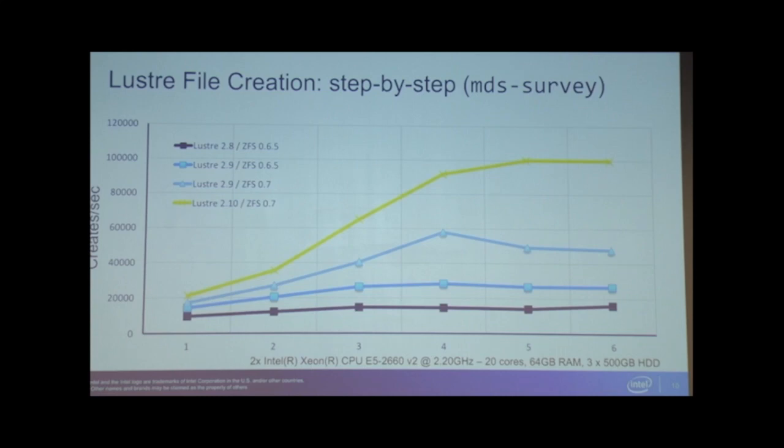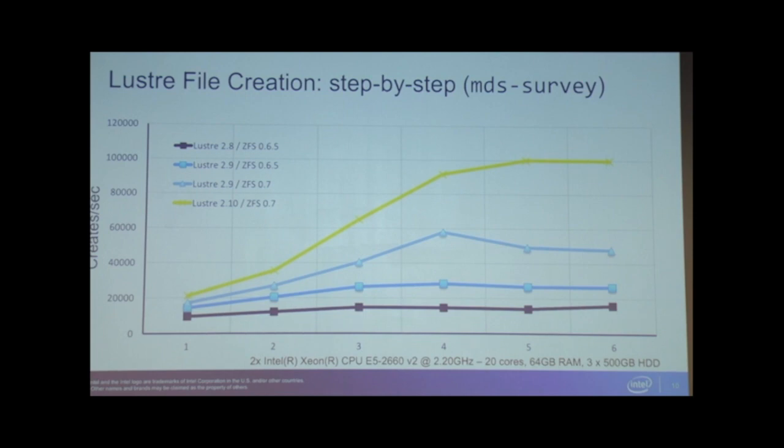It's worth mentioning that this is done with MDS survey, so this is only on the server side generating a metadata load. It's not running with all the clients, because the guy who's doing the testing didn't have enough clients to saturate the server. But it's showing that we're an order of magnitude faster than we were a year or so ago. And there are a few more features. I wanted to get an extension of this graph for Lustre 2.11, but it didn't get done quite in time. But this is great news for ZFS.